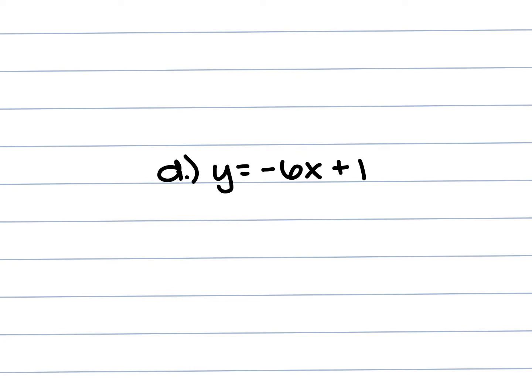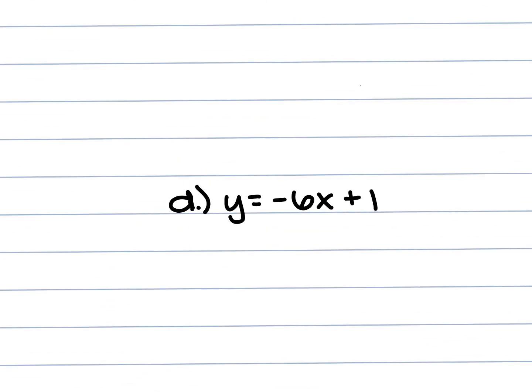Let's do D really quickly. We've got y equals negative 6x plus 1. Remember, what's our form in slope-intercept form? What is it, AJ? You're amazing. Y equals mx plus b.